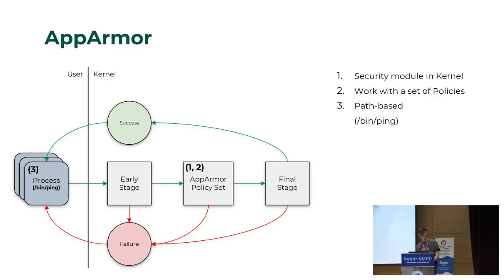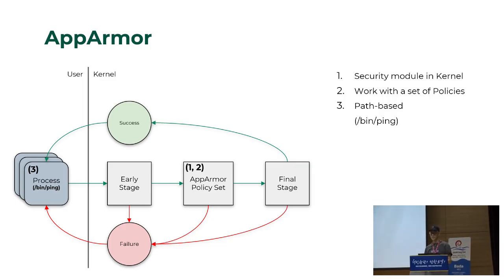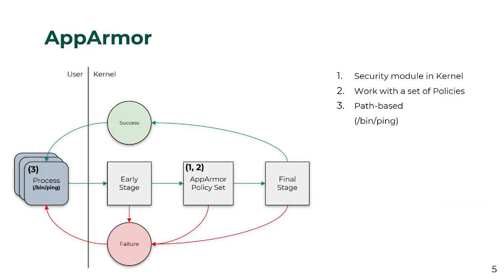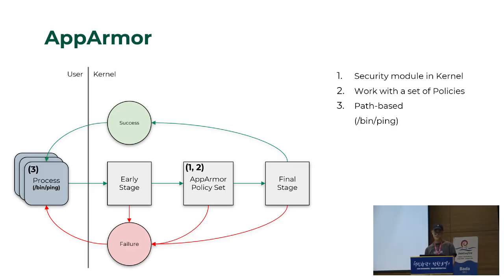And this picture is about OS security, and AppArmor is a security module on the OS side. It works with a set of policies and operates between the early and final stage of system calls. Since a sysadmin defines an AppArmor policy for a specific program by its path, it can reject any system call from a program with the same path, because AppArmor works based on the path of the program.